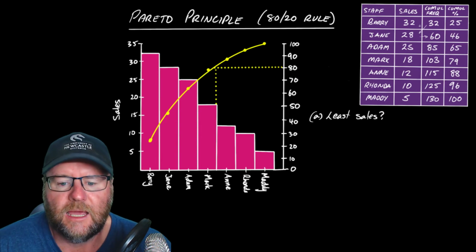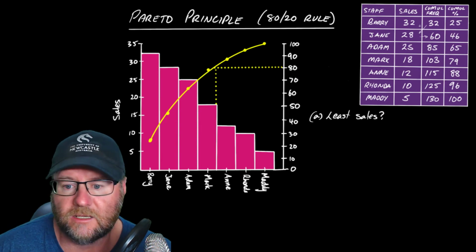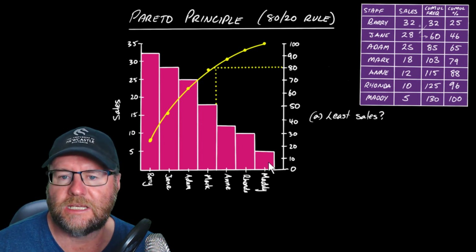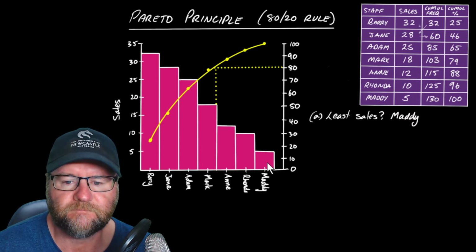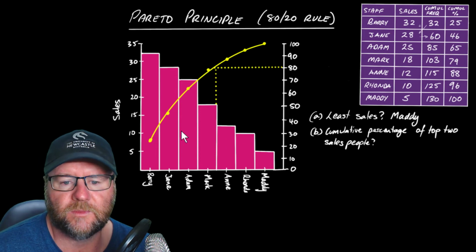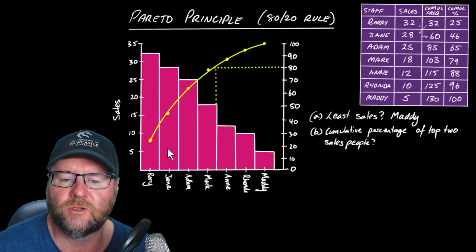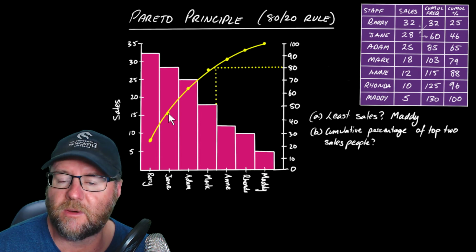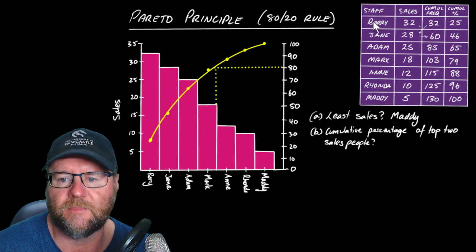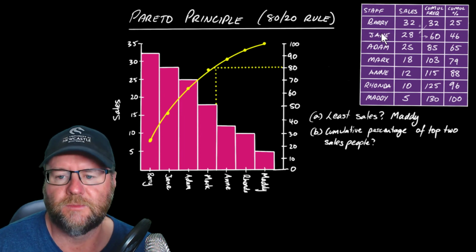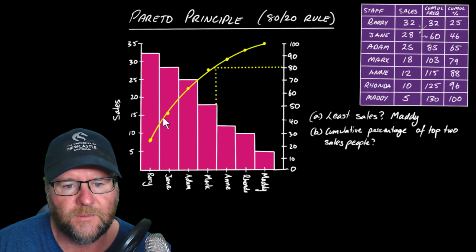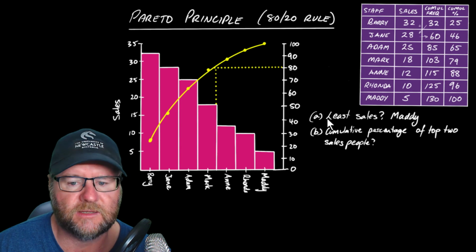What if you were asked, which person has the least sales? Well, that's pretty obvious. Maddie's histogram here shows that she had the least sales. What's the cumulative percentage of the top two salespeople? The top two salespeople are Barry and Jane, and the cumulative percentage is represented by this point here, which I can see is 46%. So those two salespeople came up with 46% of our sales.